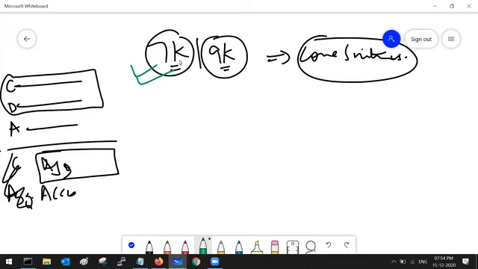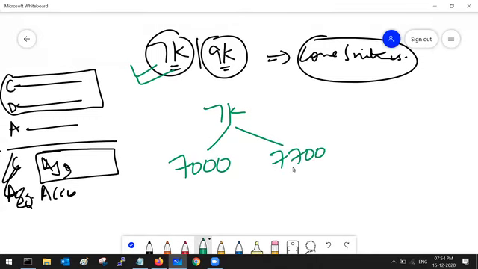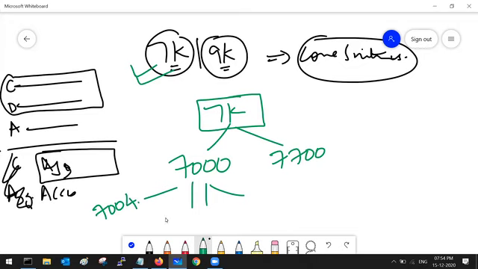Nexus 7K has got two different product families. So we have got Nexus 7000 series and we have got Nexus 7700 series. So Nexus 7K can be bifurcated into two different categories. Again, in Nexus 7000, we have got different models. So we have got Nexus 7004, Nexus 7009, Nexus 7010, and Nexus 7018. So we have got four models in Nexus 7000 series of switches, which was the first product from the product family point of view.